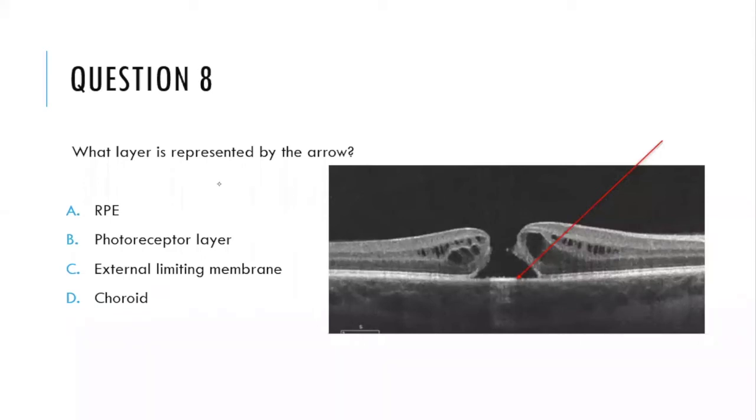I'm glad that my arrow is still in the same position. Sometimes in PowerPoint presentations the pictures can shift a little bit, but it is pointing at the correct layer there. So there's a picture of a full thickness macular hole and what hyperreflective layer is at the bottom. I think this is quite a difficult question in some respects. It is.